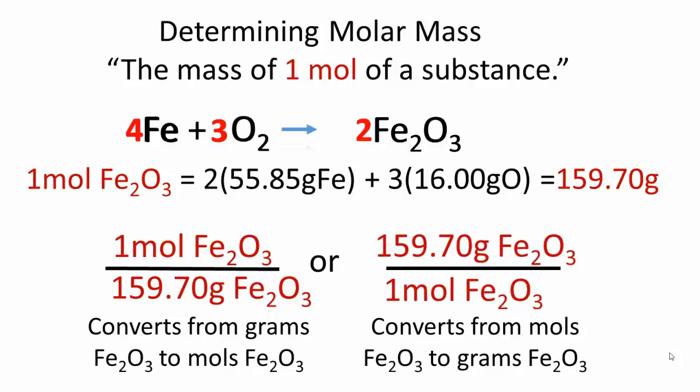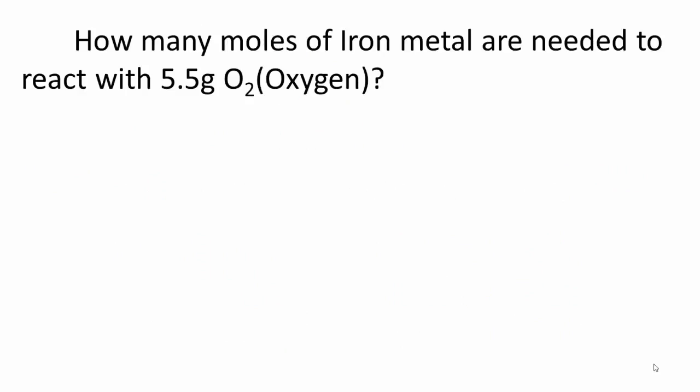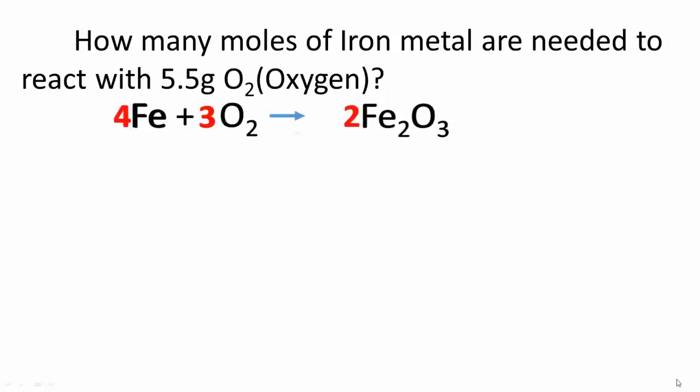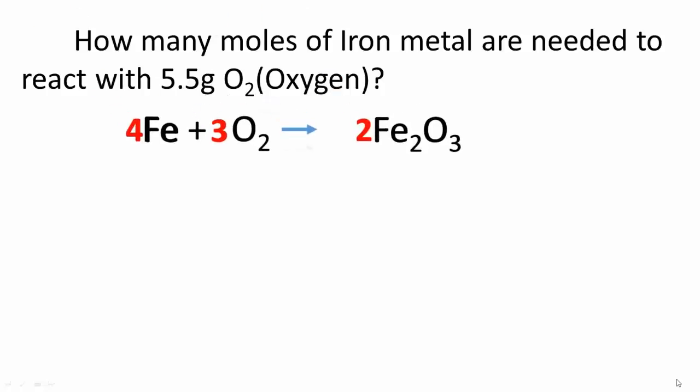The situation would depend on the problem, so let's try a gram to mole problem. This question asks how many moles of iron metal are needed to react with 5.5 grams of O2. And again, to solve this problem, we need a balanced chemical equation, and there it is. It's useful to identify what you're converting from, in this case 5.5 grams of O2, and what you're converting to. They are asking us to find moles of iron metal.